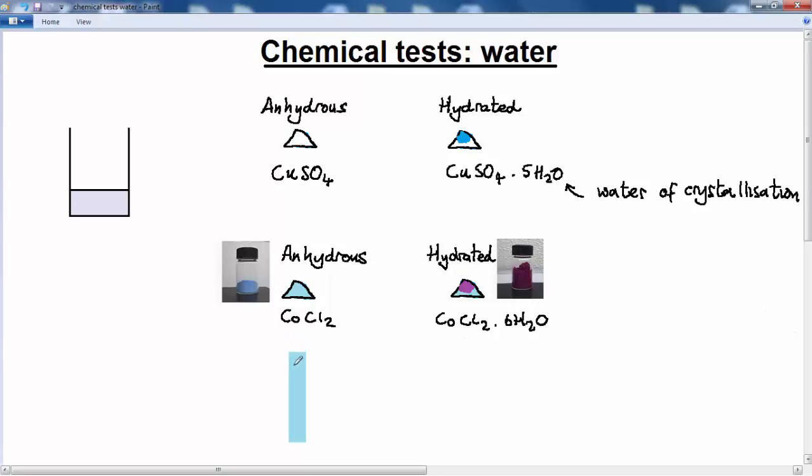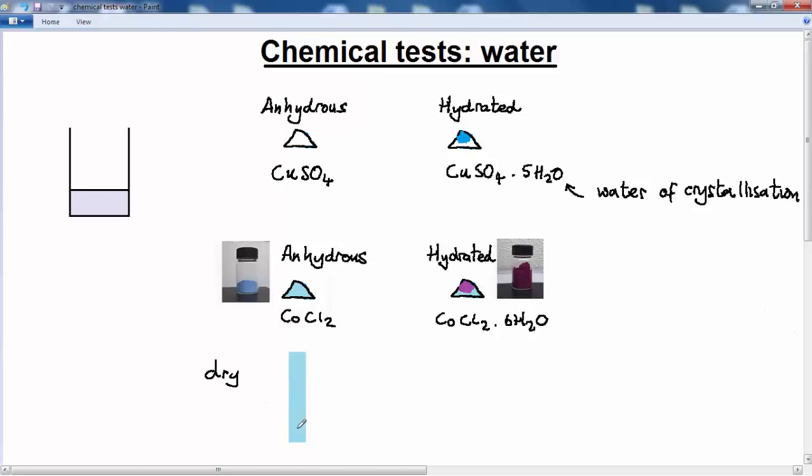Now you can also buy commercial cobalt chloride test paper, which is this light blue colour, and occasionally, if it's left around in the laboratory, you have to dry it out before you use it so that it goes blue, because water will tend to get absorbed into it from the atmosphere and cause it to go a pinky colour. So you need to make sure that it's dry before you use it, and then you can use this test paper to test for the presence of water or water vapour, for example.